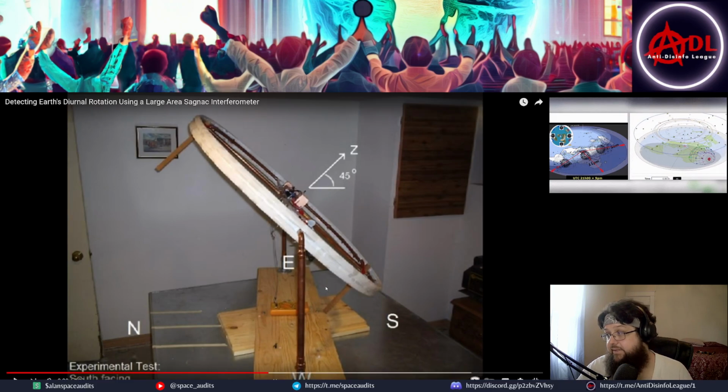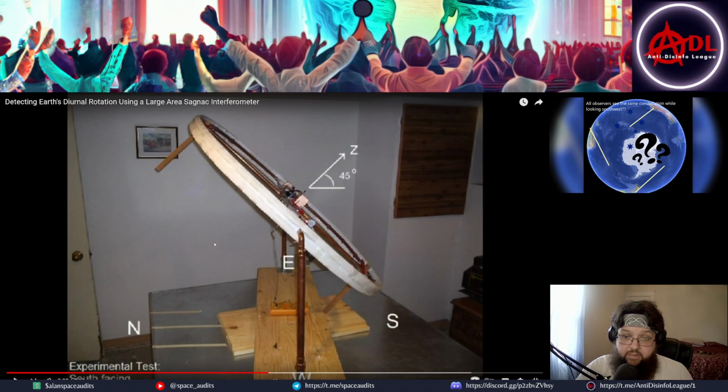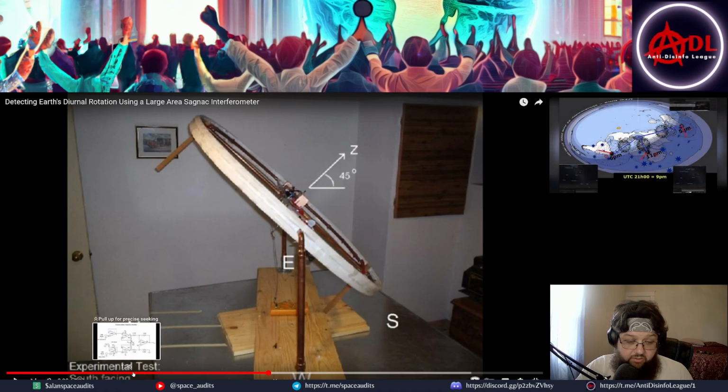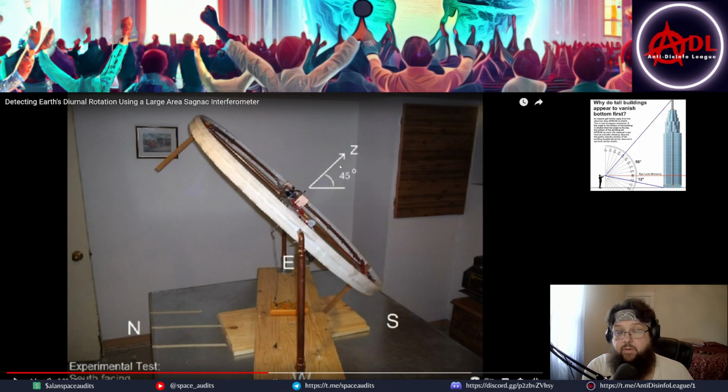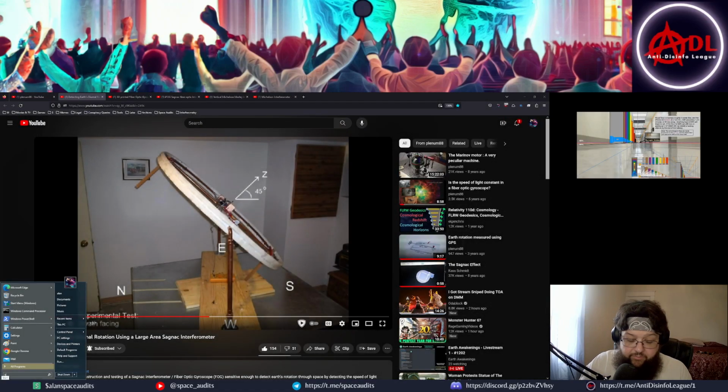So at his latitude, by the way, he's around the 45th latitude. He was in Canada. He had it shown on the globe thing earlier. So anyway, he's got a 45 degree angle to Polaris, and then to pull up these labs real quick.